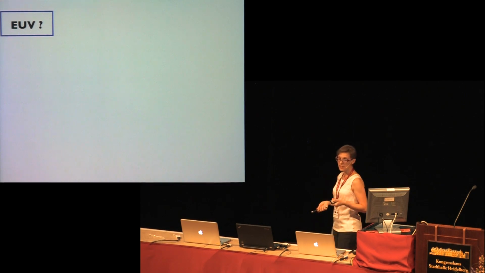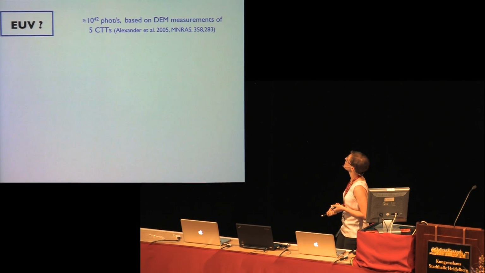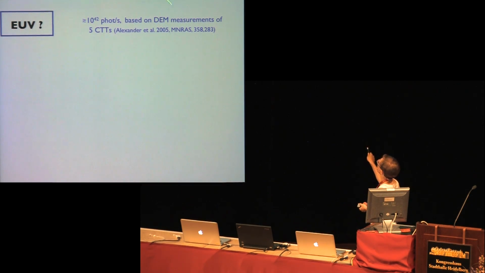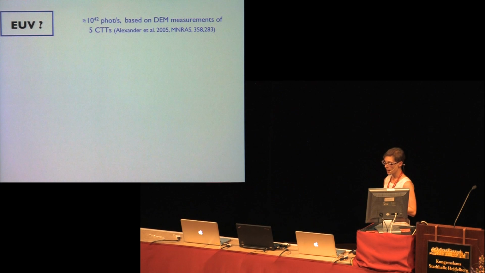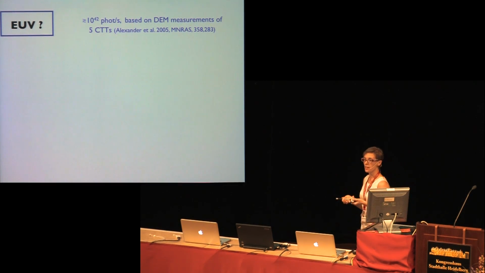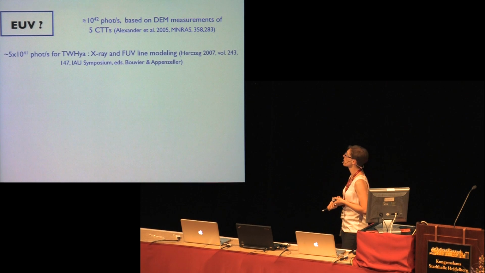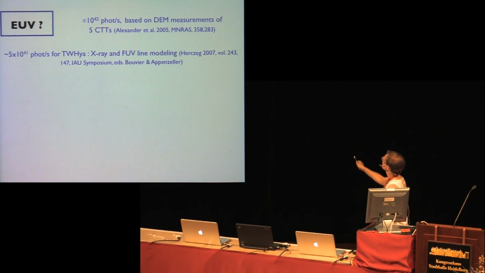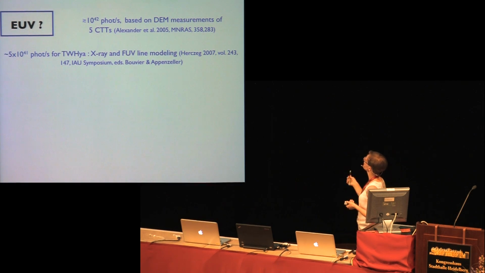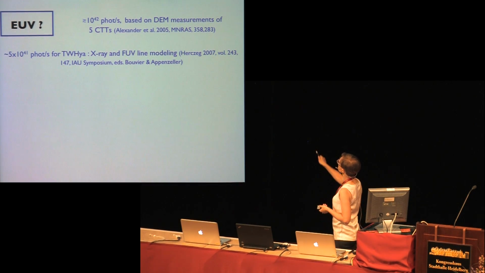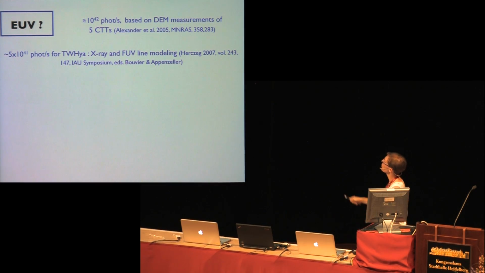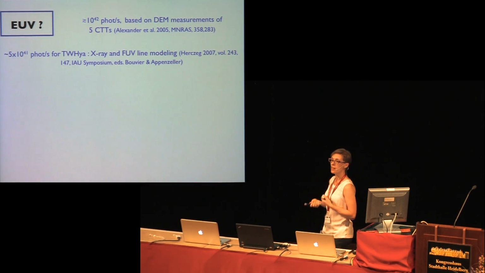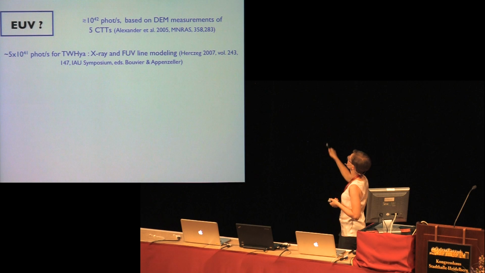So there have been some ideas on how to solve this problem. Alexander and collaborators have looked at the differential emission measure using FUV lines, and they ended up with this value for the EUV luminosities, but for a relatively small sample of classical T Tauri stars. Then Herczeg has tried to extrapolate the EUV luminosity based on line modeling, including known X-ray and FUV properties, and this was done for a nearby object that is relatively well characterized at these wavelengths.